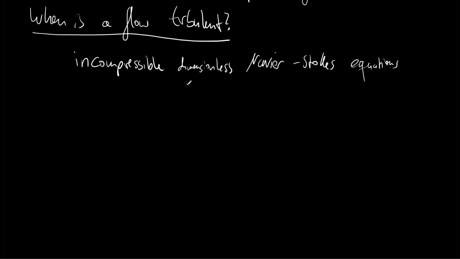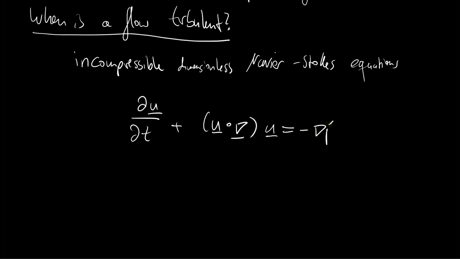Our equations consist of the temporal derivative of the velocity here, plus the convection term, which is u dot nabla u. On the right-hand side, we have the negative pressure gradient plus 1 over Re times the Laplace operator, nabla squared, times the velocity again. And then we have a constraint or a second equation, which is that the divergence of our velocity field has to be 0, which is the incompressibility condition.